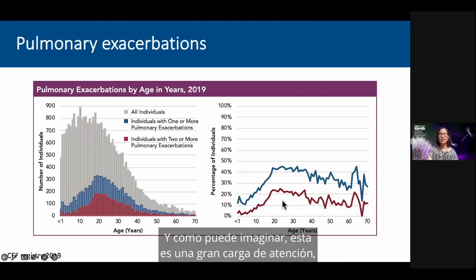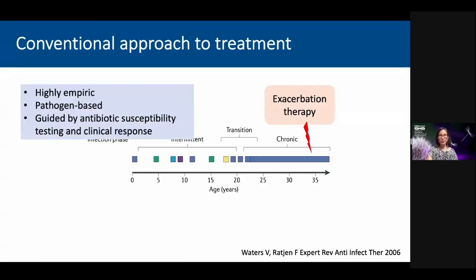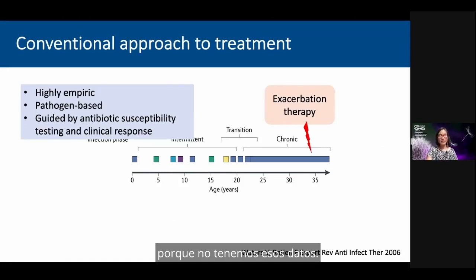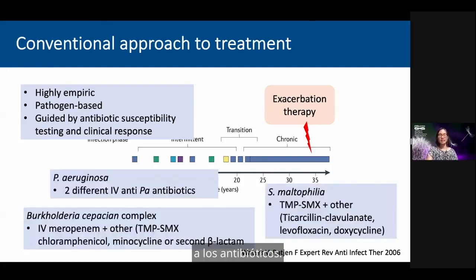And as you can imagine, this is a big burden of care, as patients often require hospitalization or at least home intravenous therapy for weeks on end. The current conventional approach to this treatment is highly empiric. So it is not based on very good clinical trial data because we don't have those data. The perspective is that it is still primarily pathogen-based, and it is guided by both the empiric clinical response as well as what the lab is able to tell us with regards to antibiotic susceptibility testing.